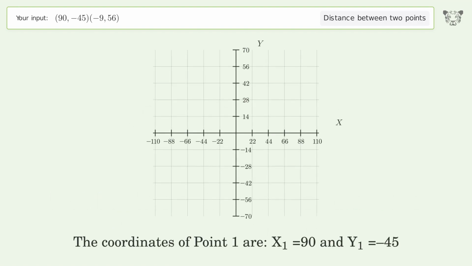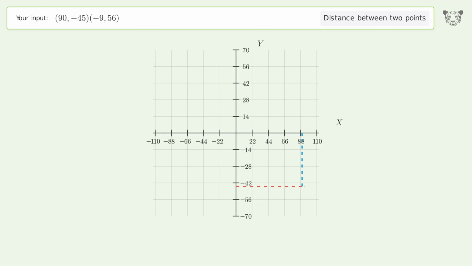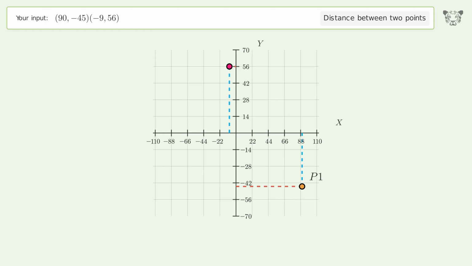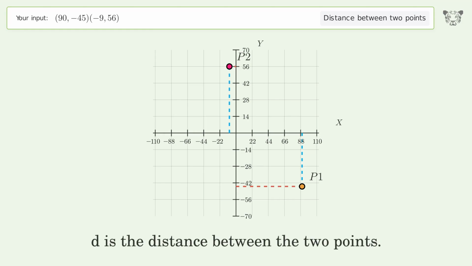The coordinates of point 1 are, x1 equals 90 and y1 equals negative 45. The coordinates of point 2 are, x2 equals negative 9 and y2 equals 56. D is the distance between the 2 points.